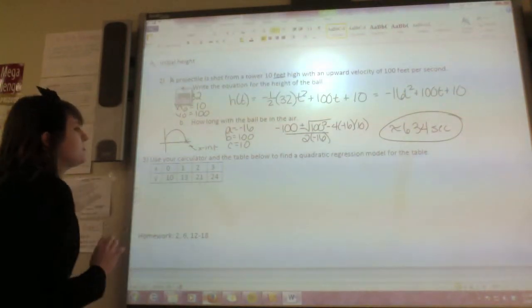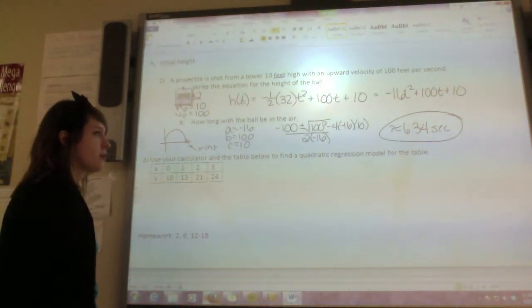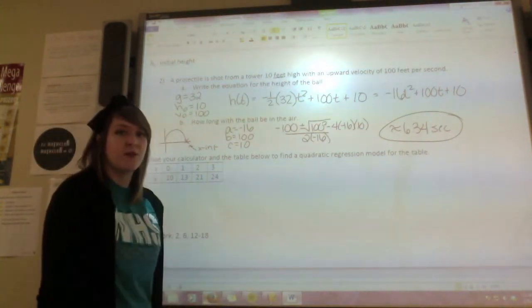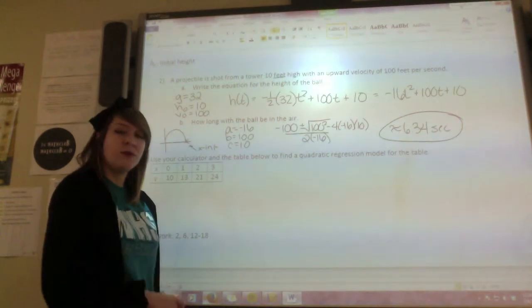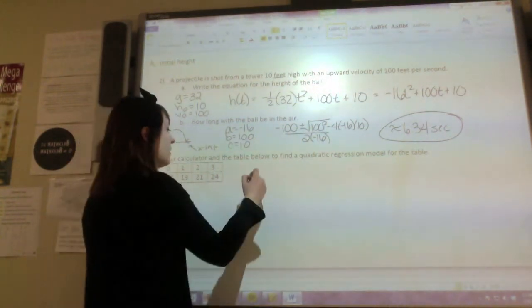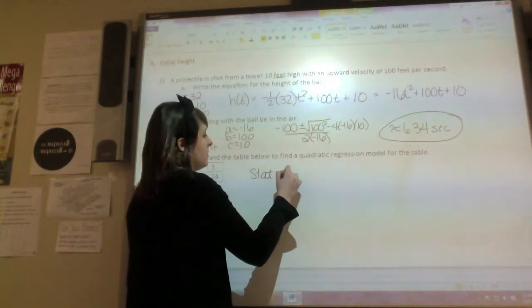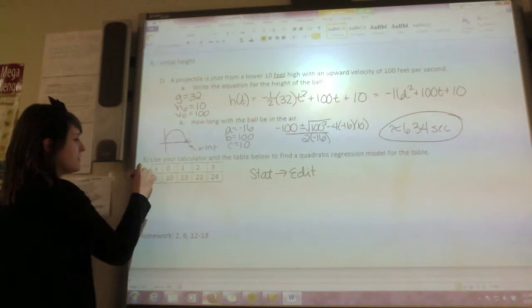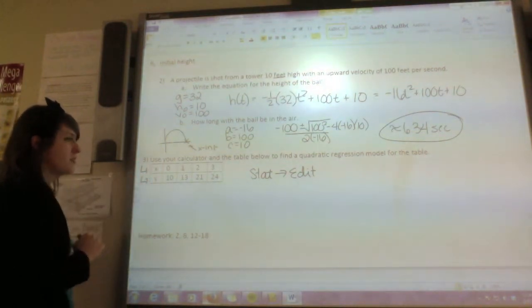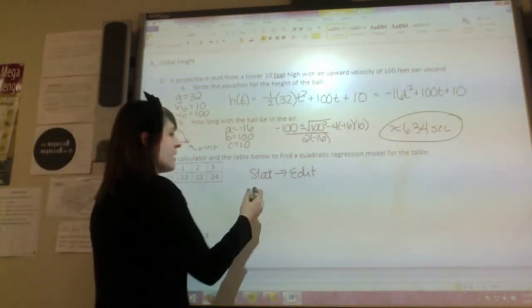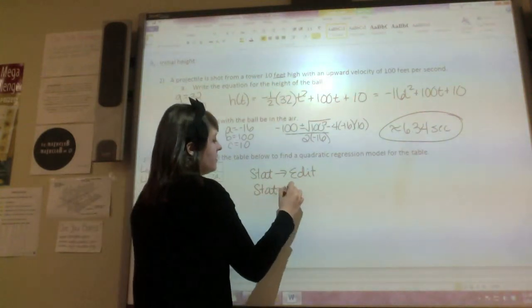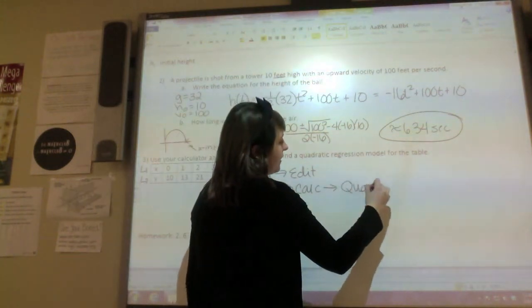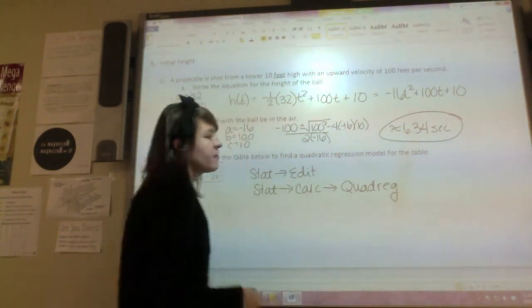Okay, next up, I want to use my calculator and the table to find a quadratic regression model for the table. So I'm going to do the same thing that I did for the other linear regressions on my calculator. I'm going to go into Stat, Edit, and then you're going to enter in your x values into your list 1 and your y values into your list 2. And then if you go to Stat, Calc, you'll see something called quad reg. That stands for quadratic regression.